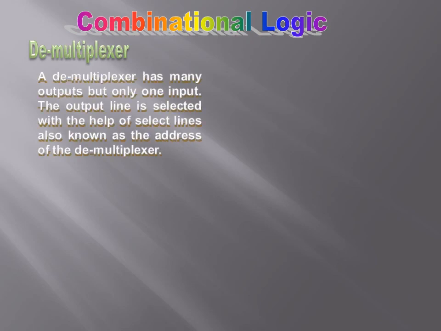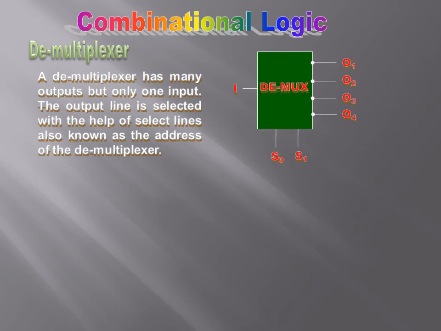Now the demultiplexer is quite opposite to the process of multiplexing. It has only one input and many outputs. So if the black box representation is to be designed, it is like this, that this is a 4 output demultiplexer. The input line is connected to any one of the output lines depending on the code being given to select lines S0 and S1.